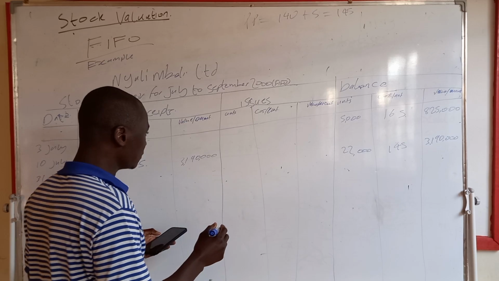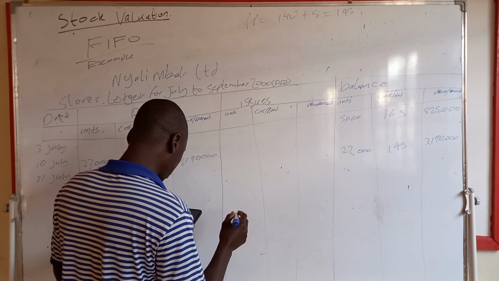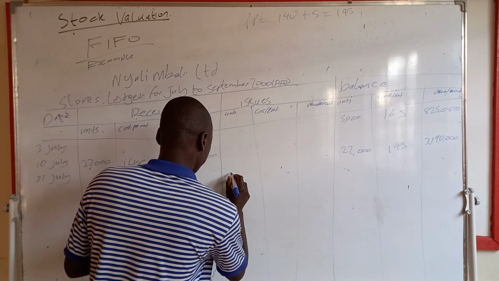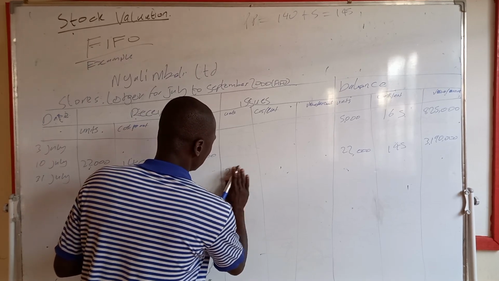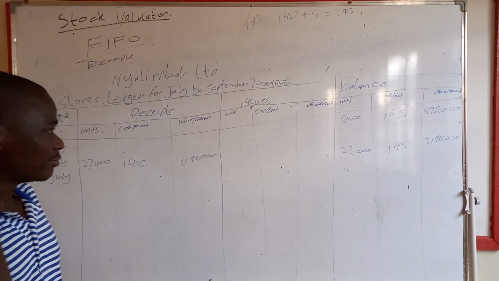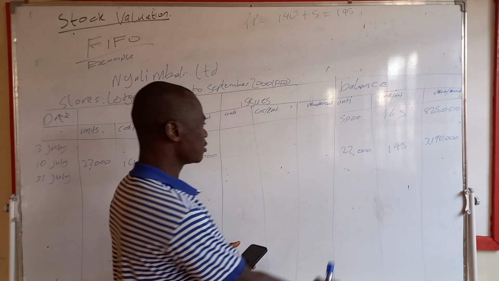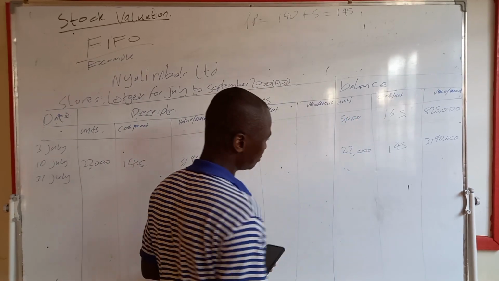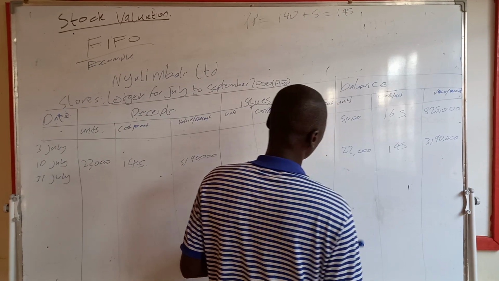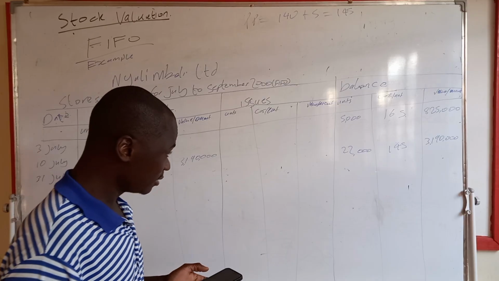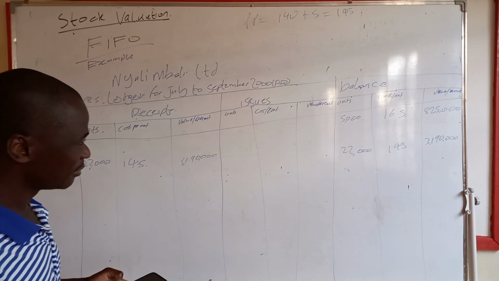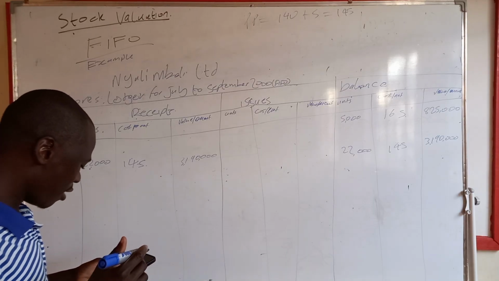So what was issued? It was issued 20,000 units. No, don't rush. What was issued was 20,000. But what we have in the store, we have these items, this one and this one. Here, you will notice that we have a total of 27,000. If you add, you get something. But only 20,000 was issued.